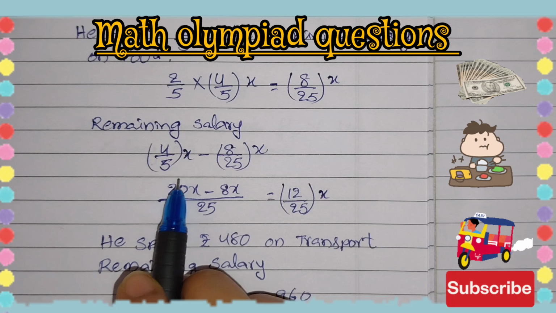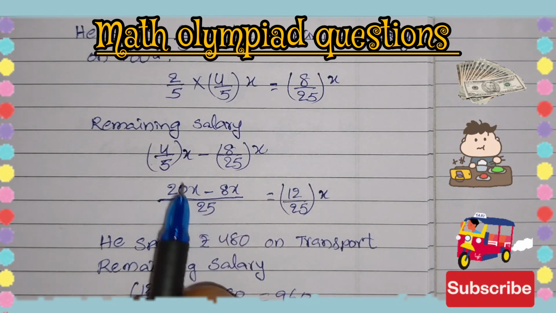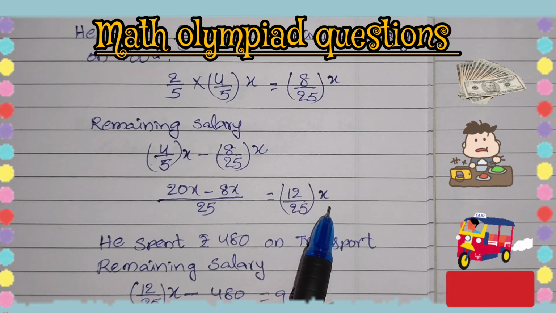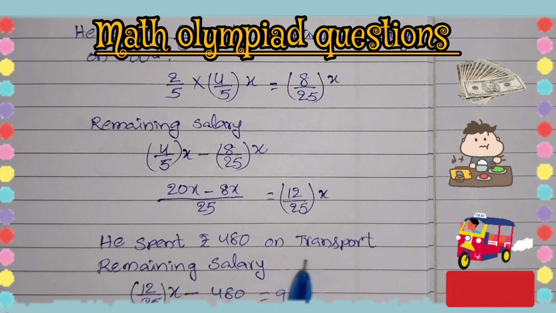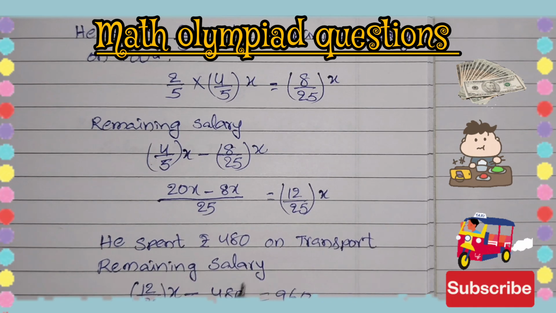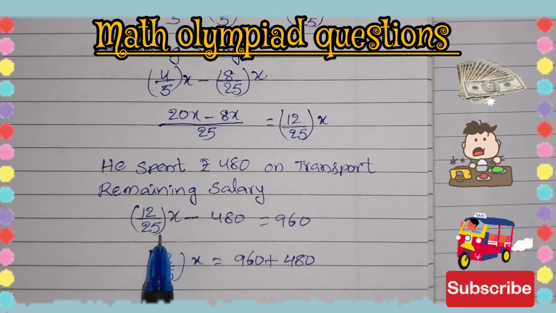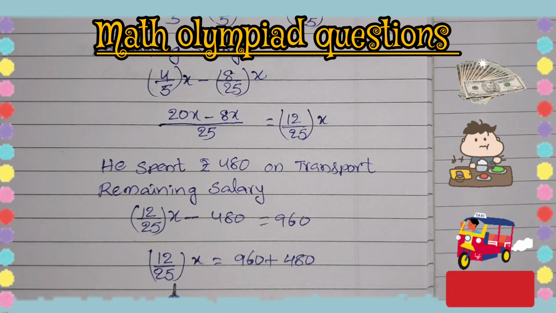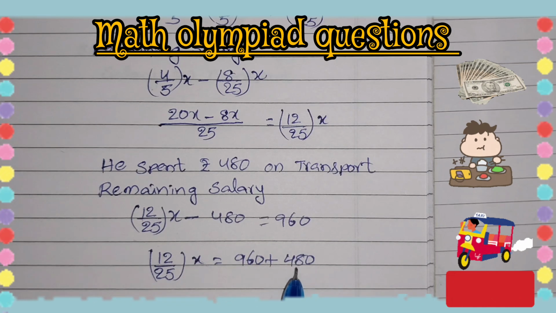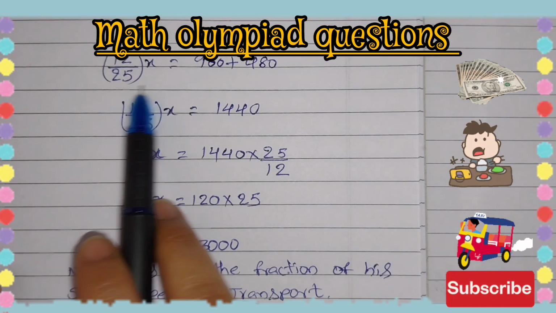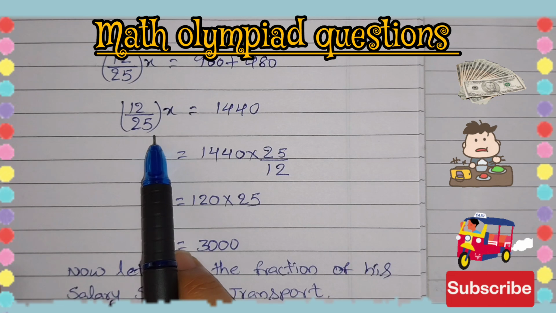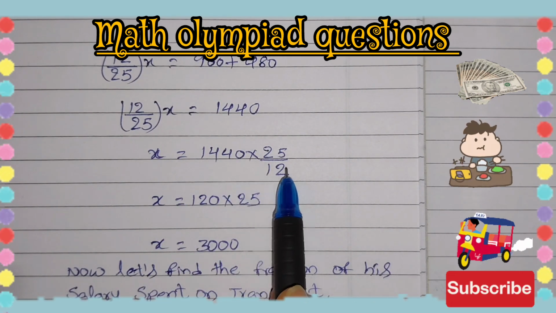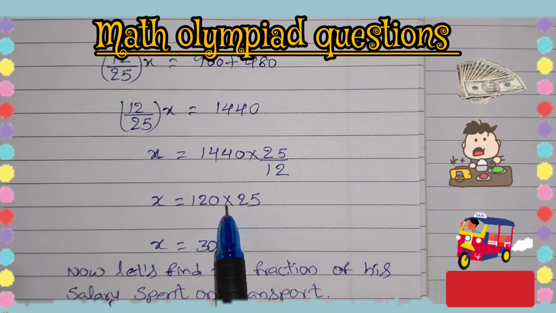Remaining salary equals 4/5 of X minus 8/25 of X. LCM is 25. 20X minus 8X equals 12/25 of X. He spent 480 rupees on transport. Remaining salary equals 12/25 of X minus 480 equals 960 rupees. 12/25 of X equals 960 plus 480. 12/25 of X equals 1,440. X equals 1,440 multiplied by 25 divided by 12.